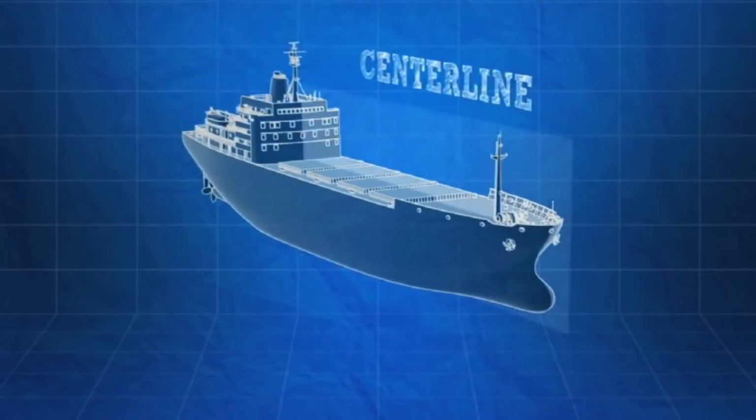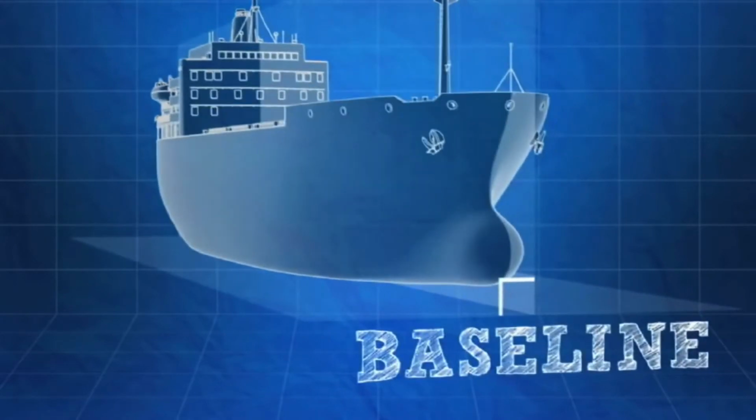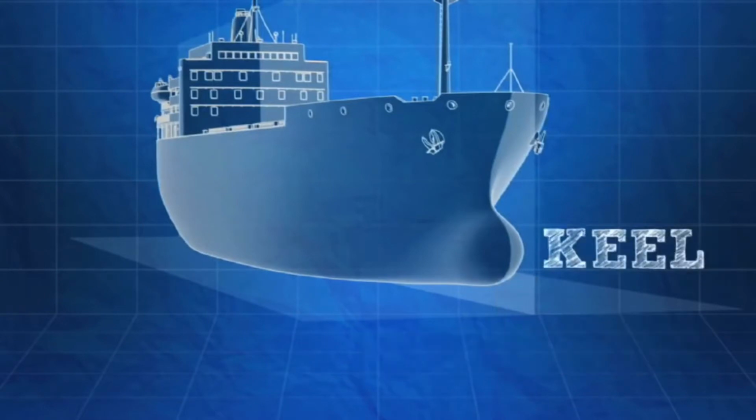The center line is a vertical plane that runs the length of the ship at the midpoint of its beam, and the baseline is a horizontal plane perpendicular to the center line, located at the lowest point of the hull.